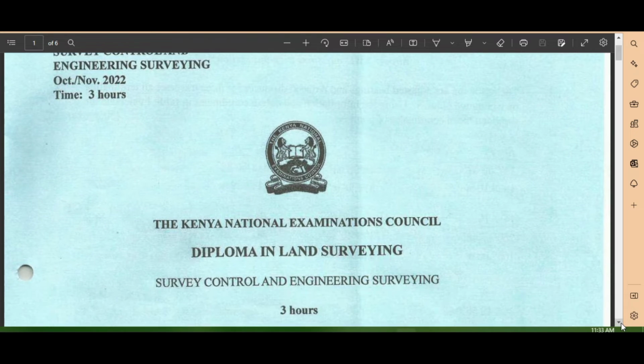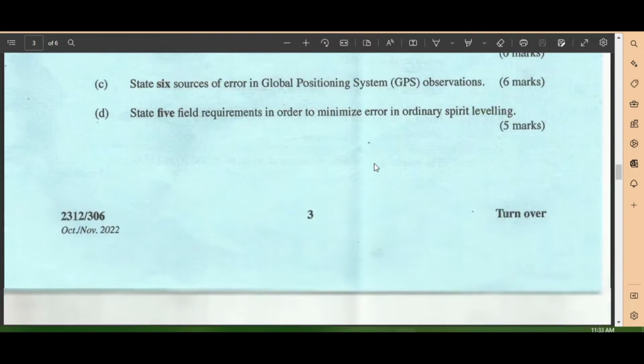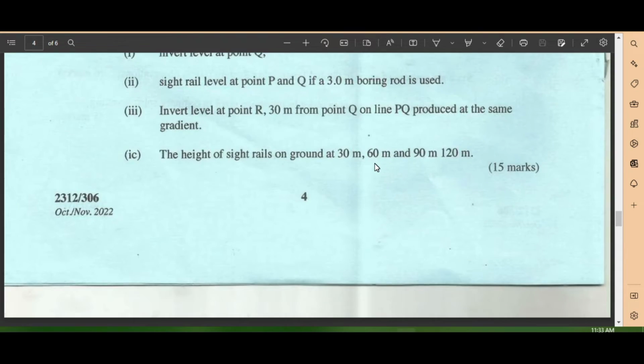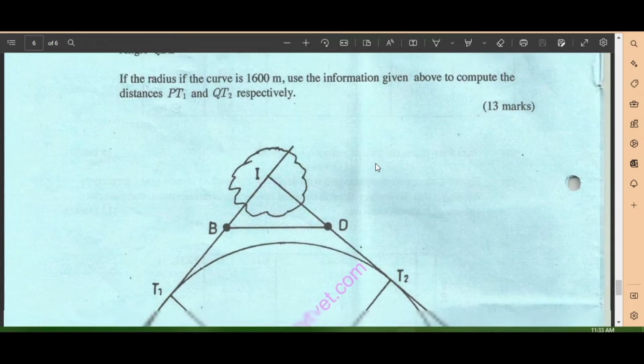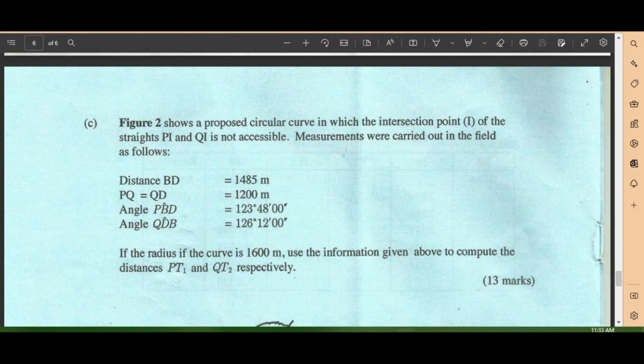So here we have a question paper done last year, diploma in land surveying, November series 2022. So that was done last year. Here we have a question I want us to tackle in curves, which will help us more.